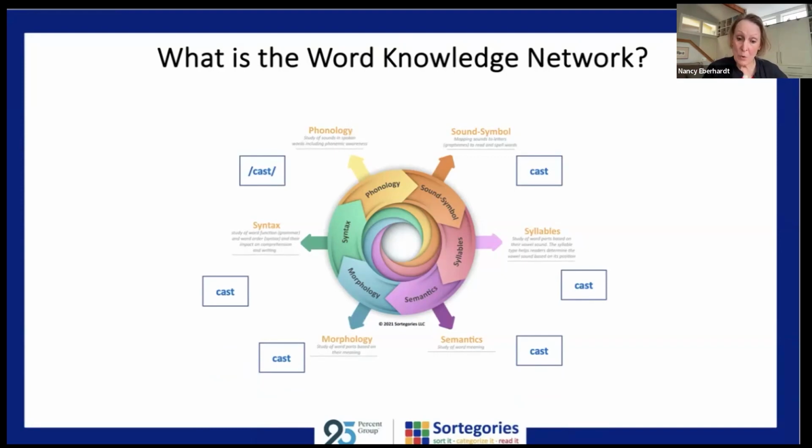Morphology is getting more and more attention. I think we're going to see more of that as we understand the power of morphology on understanding things grammatical, syntactical, and just general vocabulary development. And so cast can be impacted by adding an -ing and making it an action that's ongoing, for example.